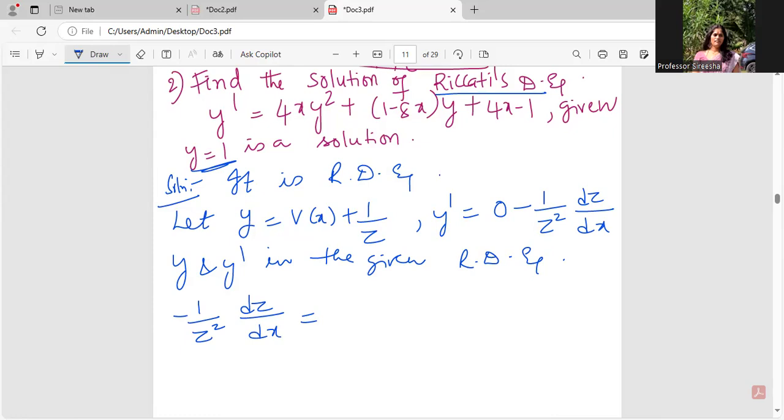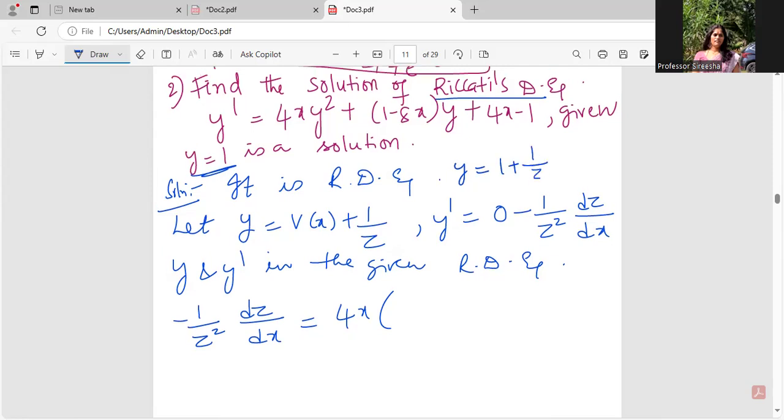Okay, so what I'll be getting is minus 1 by z squared dz by dx. This is equal to 4x into what is y? Y is equal to 1 plus 1 by z. Y is given to be 1, right? So 1 plus 1 by z whole square. Riccati is a non-linear because the dependent variable y is occurring in power more than 1. That's why it is non-linear.